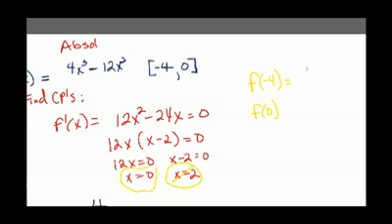So f of negative 4 would be 4 times negative 4 cubed minus 12 times 4 squared, versus 4 times 0 cubed minus 12 times 0 squared. And reach over here for your handy dandy calculator and you punch all that in.